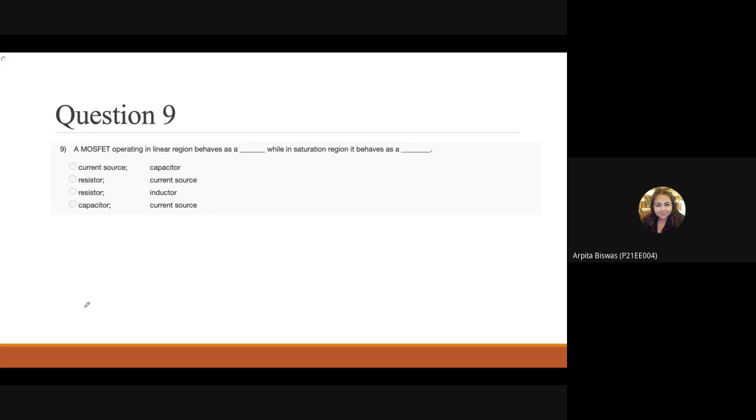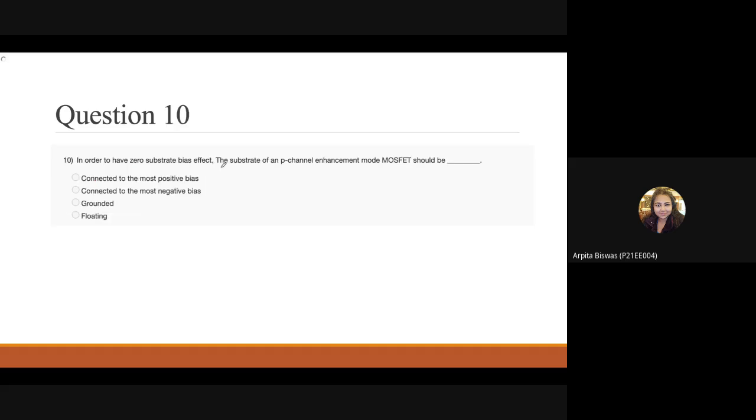So what is the right option? MOSFET operating in linear region. Option B, ma'am. Resistor and current source. Yes, option B. In linear it behaves like a resistor, and in saturation it behaves like a current source. So next, move to question number 10.